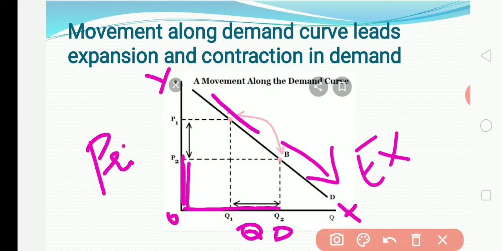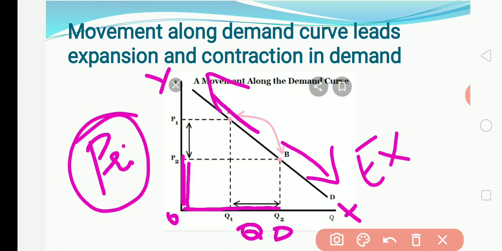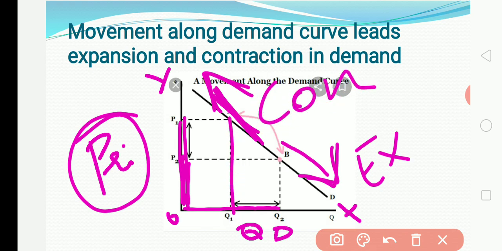So what happened to the movement now? The movement, because of price, the movement of the demand curve is going upward and downward. So when the price is high, the demand is contracting. When the price is less, the demand is more. At that time, the demand curve movement is expanding. This is called movement along the demand curve.